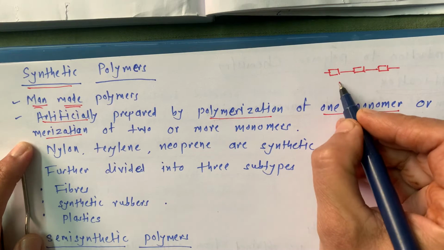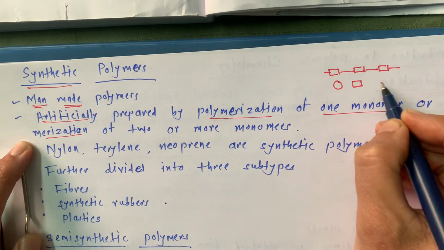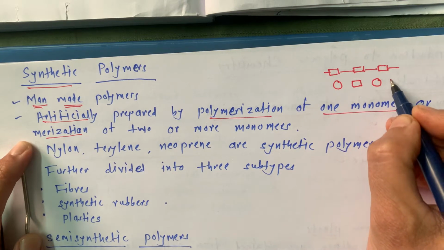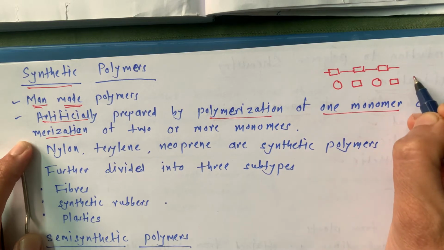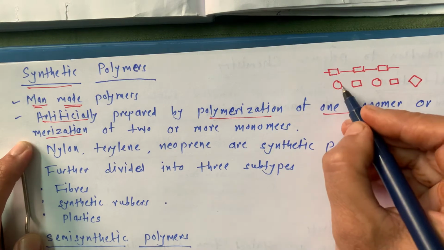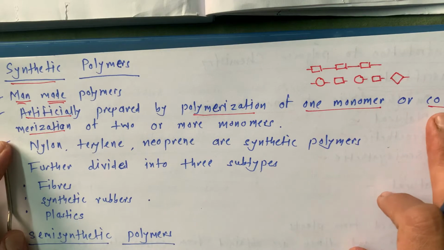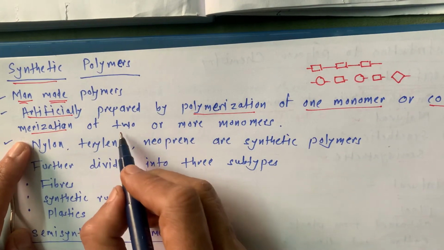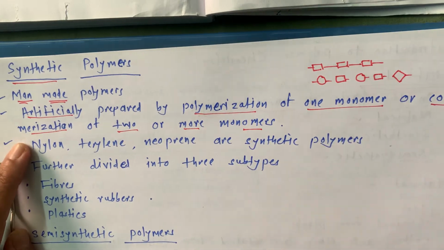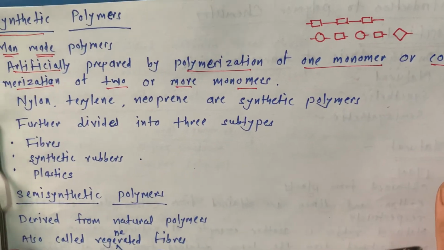Copolymerization means this is one type of monomer, this is another type of monomer, and it may be possible that there is a third type of monomer. When they link to each other in this way, that is known as copolymerization. Two or more monomers.